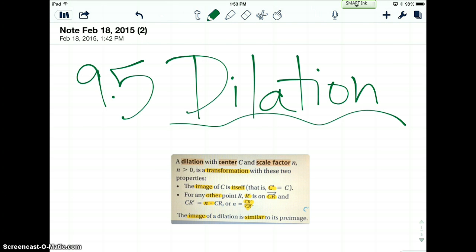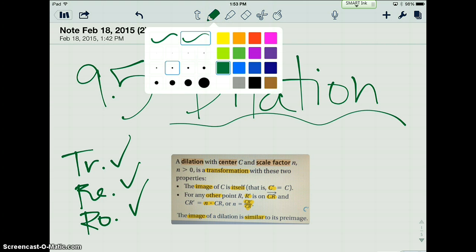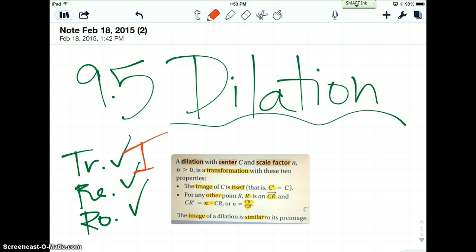So dilations, I do want to say, out of the transformations we've done, we had a translation, we had a reflection, what's that last one? Rotation. And all these are considered isometries. And why are they isometries? Because they are congruent to the pre-image. Image and the pre-image are congruent.